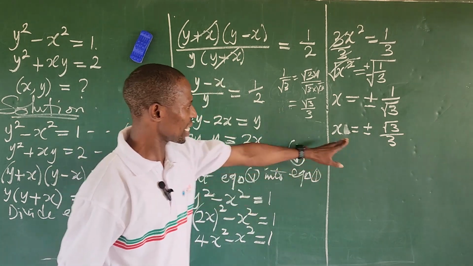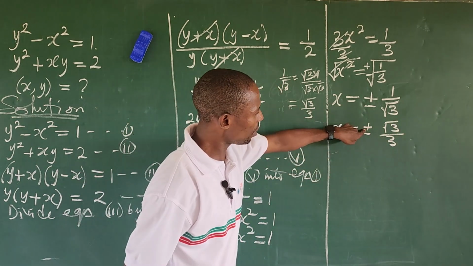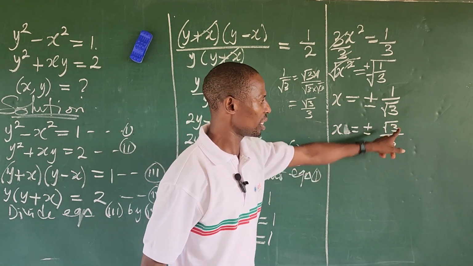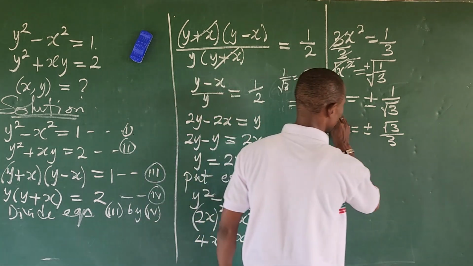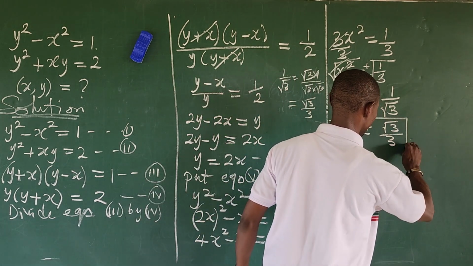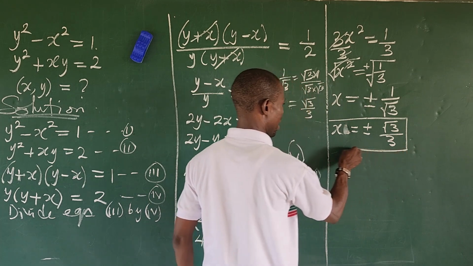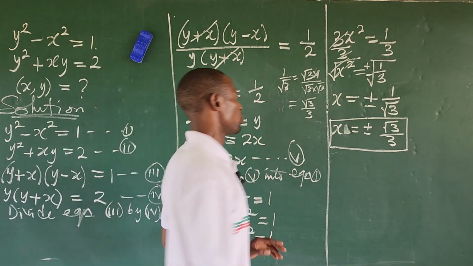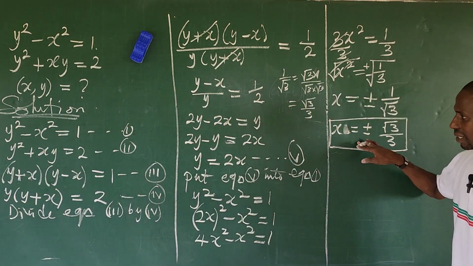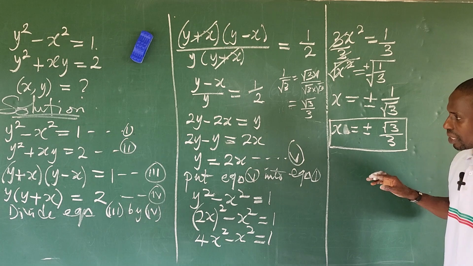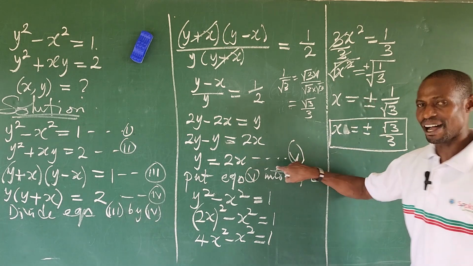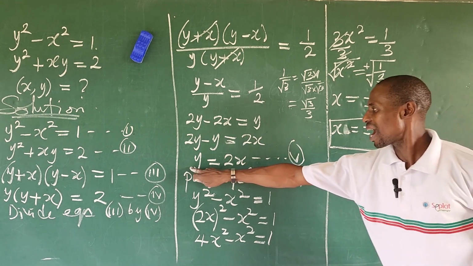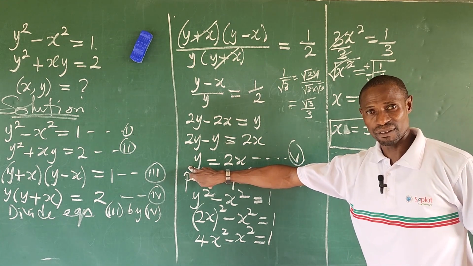So we are having two answers from this place now. Here we are having plus root 3 all over 3 and minus root 3 all over 3. So we've gotten the first and second value for our x. Now that we've gotten the value for our x, which is x1 and x2, then what do we do? Let's go back to equation 5, where we have our y as the subject of the formula.